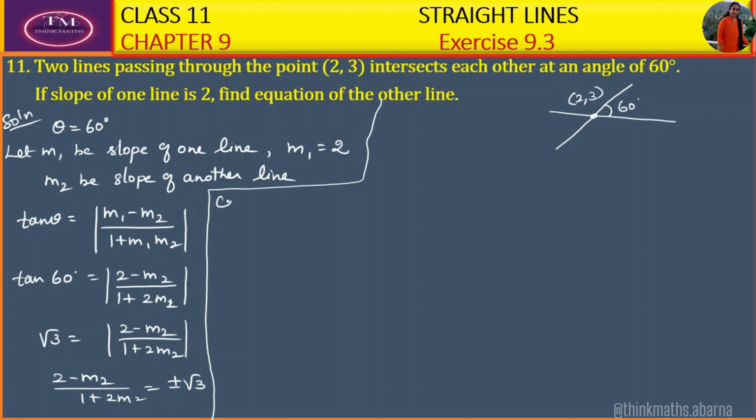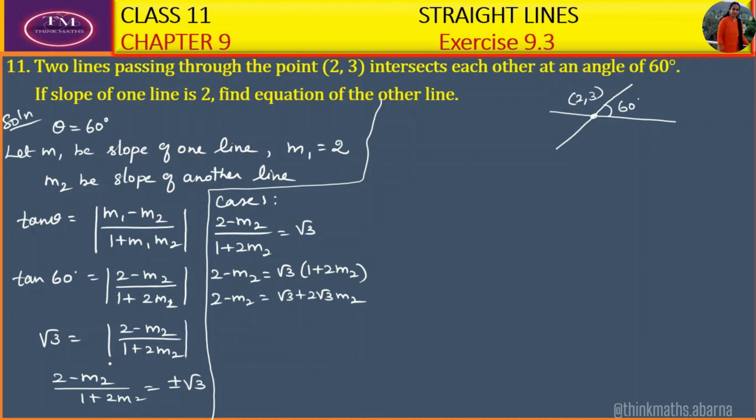So case 1. In case 1, let us take the positive value: (2 minus m2) divided by (1 plus 2 m2) is equal to plus root 3. Now just cross multiplying, 2 minus m2 will be equal to root 3 into (1 plus 2 m2). So 2 minus m2 is equal to, multiplying by root 3, root 3 plus 2 root 3 m2. Okay. Now this is negative m2.